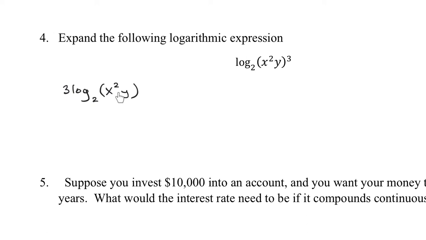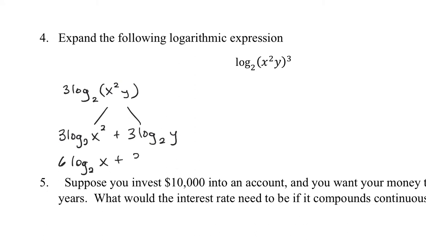Now I've got the product of x squared times y, so I'm going to apply the product property and separate this into 2 logarithms, and each logarithm is going to have this same coefficient of 3, so this is 3 times the log base 2 of x squared plus 3 times the log base 2 of y. Now this expression here has an exponent, so that's also going to move down in front and multiply the 3. So that's going to become 6 times the log base 2 of x plus 3 times the log base 2 of y.